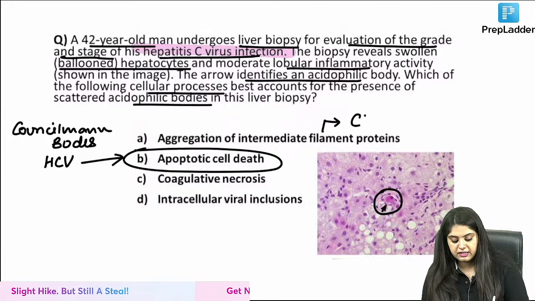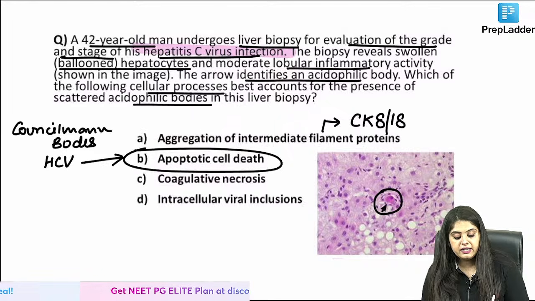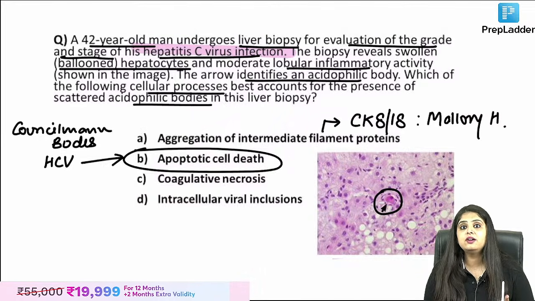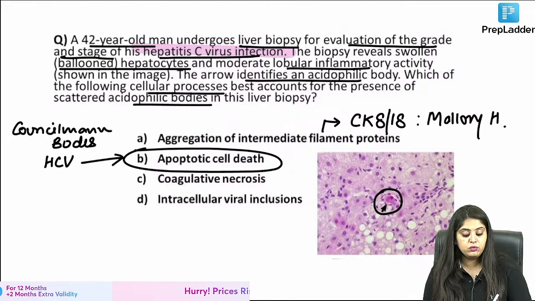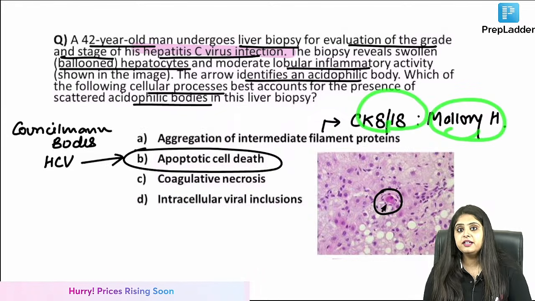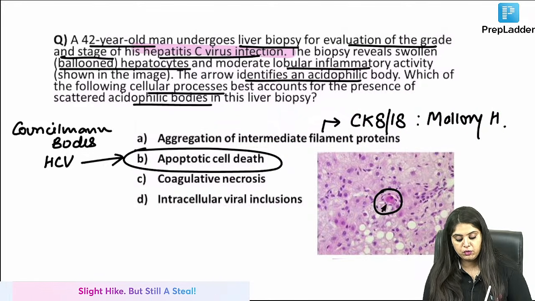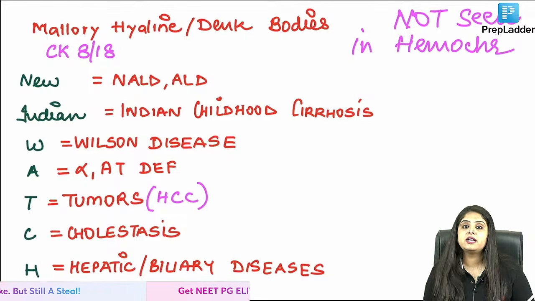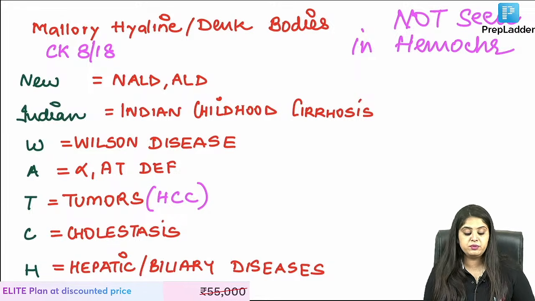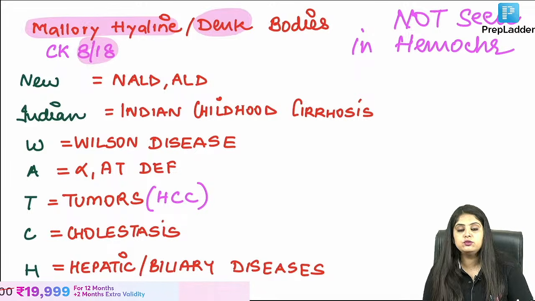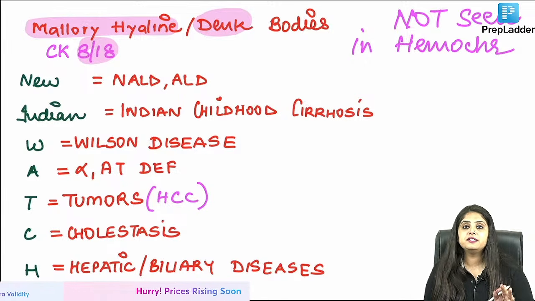Intermediate filaments are nothing but CK8 and 18. Where were you studying that? That was Mallory hyaline bodies. If they would have given me a history of alcoholic liver disease, then I would have said, oh, Mallory hyaline body, CK8 and 18. CK8 and 18 is what? It is an intermediate filament. So before I go forward, this is something I should have done yesterday, but for a reason I've done it today because I want all bodies to be in one place. Mallory hyaline bodies are known as Mallory-Denk bodies. You've already told me, made up of what? CK8 and 18.